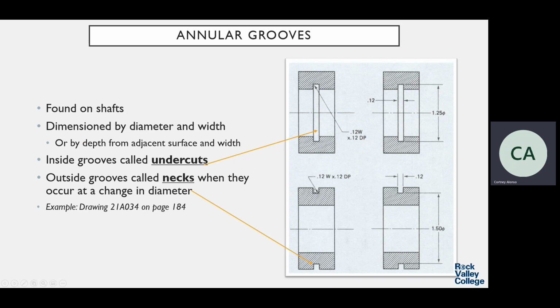Imagine this is a long rectangle part. This may go all the way through a rectangle, so this isn't just facing you. Imagine you're seeing a right side view and maybe it's a long rectangle. This neck would go all the way through. So there's an example on page 184 of this. If you have your book in front of you, it's drawing 21A034.